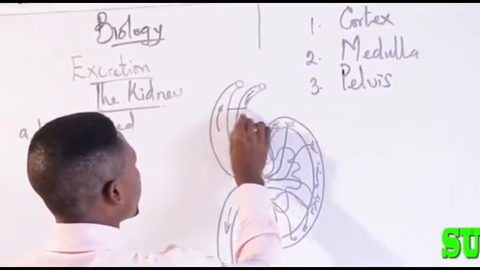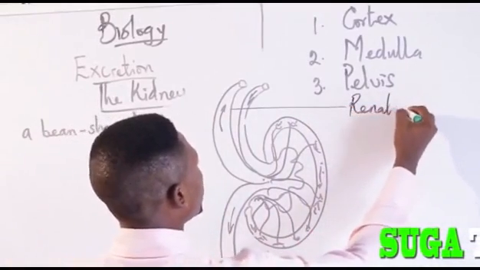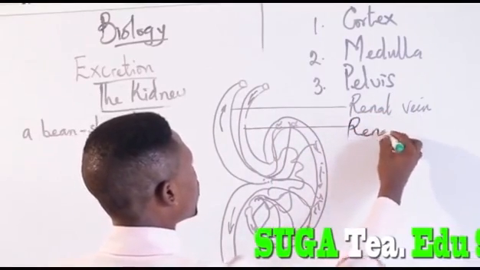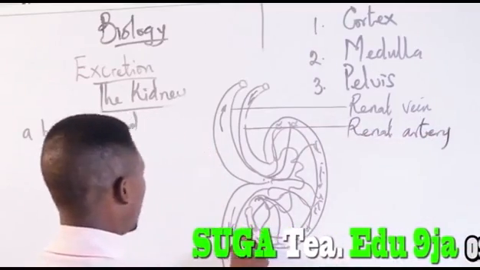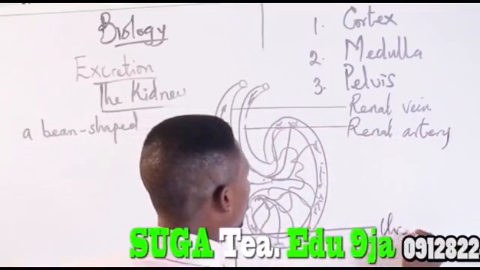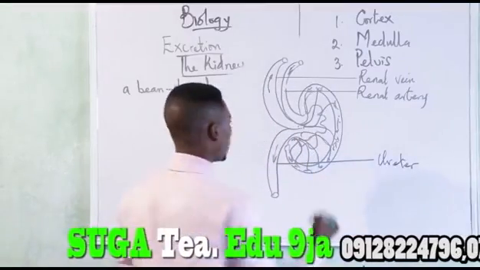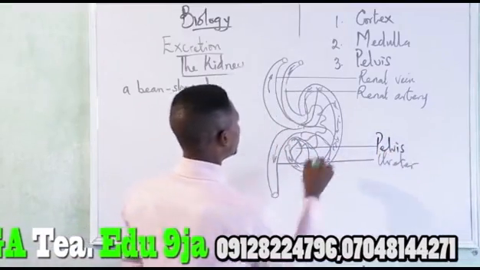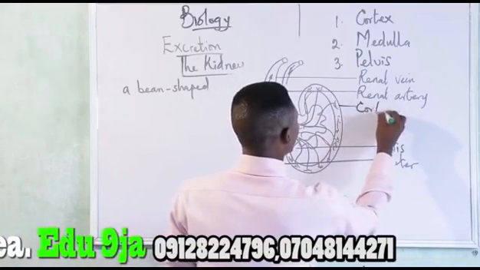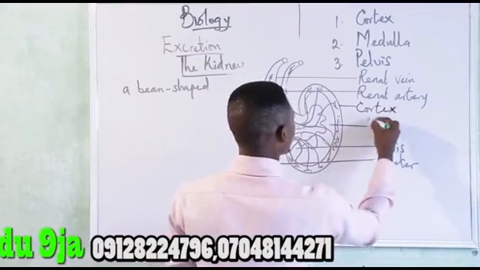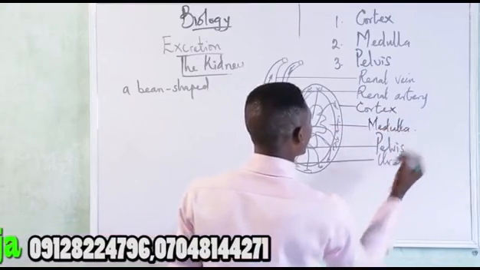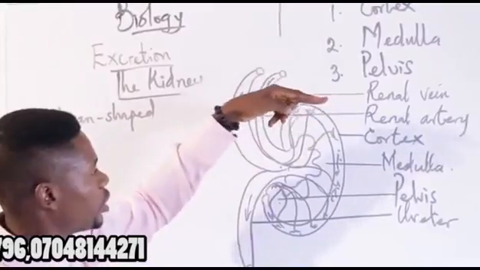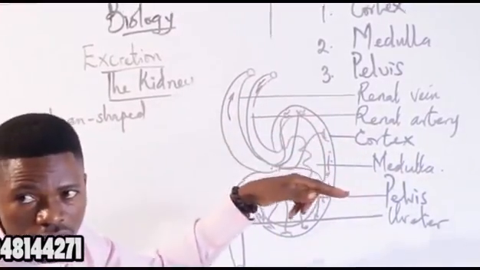Now, here, this is the renal vein. And here you have the renal artery. Here you have the ureter that empties into the urethra. And here is your pelvis. And here, this is your cortex. And here, the inner portion is the medulla. Now, the renal vein, the renal artery, the cortex, the medulla, pelvis, and the ureter.